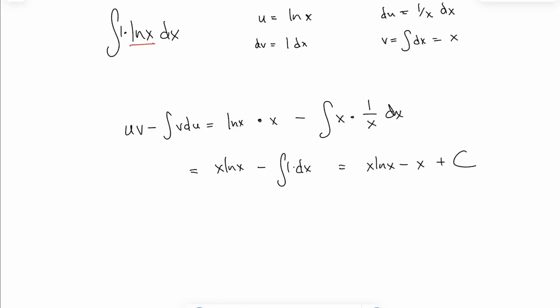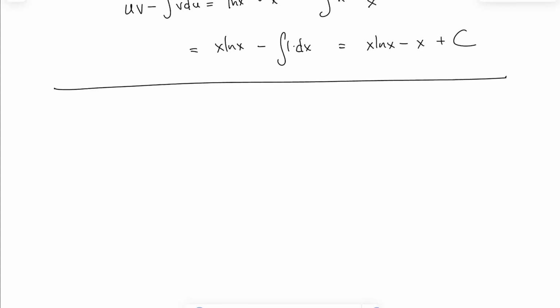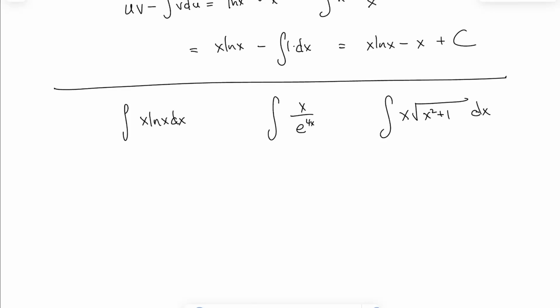Any thoughts about that one? That's a weird one because it looked like there was only one part there. I got a few for you to try. How about x ln x, x over e to the 4x, and x times square root x squared plus 1. I'll tell you ahead of time, one of these is kind of a trick question. I'll let you think about that.